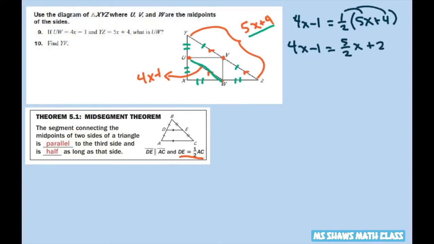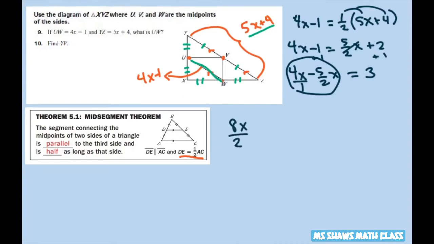And let's group our x's together. So if you subtract 5 halves x from both sides, you're just subtracting that out and adding 1. That equals 3. So basically, to add those two together, we have to have a common denominator of 2. So it's going to be 8x divided by 2. That gives you the 4x minus 5 halves x equals 3. So this gives you 3 halves x equals 3.